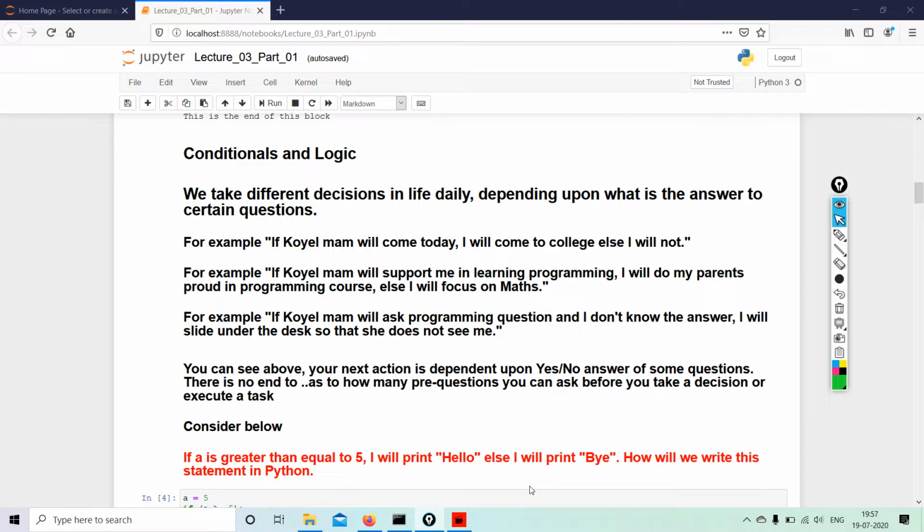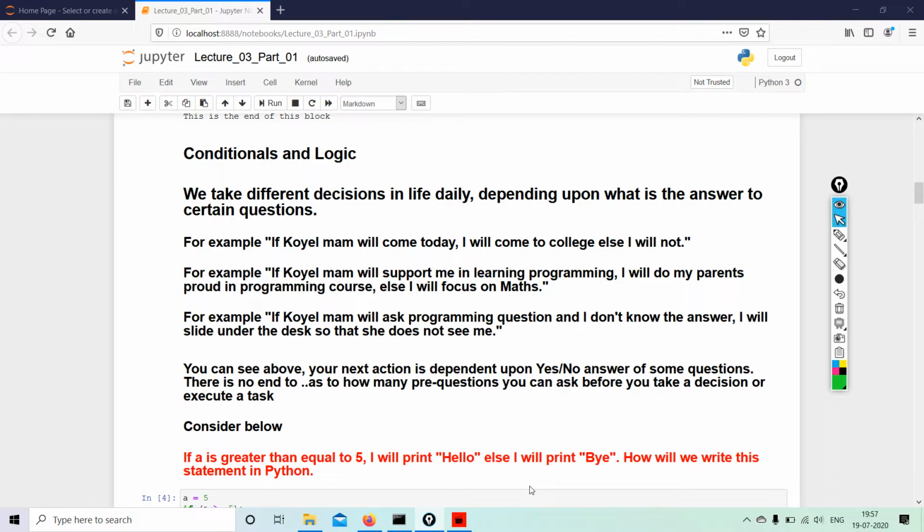Conditionals and logic. We make different decisions in life daily depending upon the answer to certain questions. So these are kind of examples. You don't have to go through them, just an example. So if I come today, I will come to college, else I will not. So this is an example.